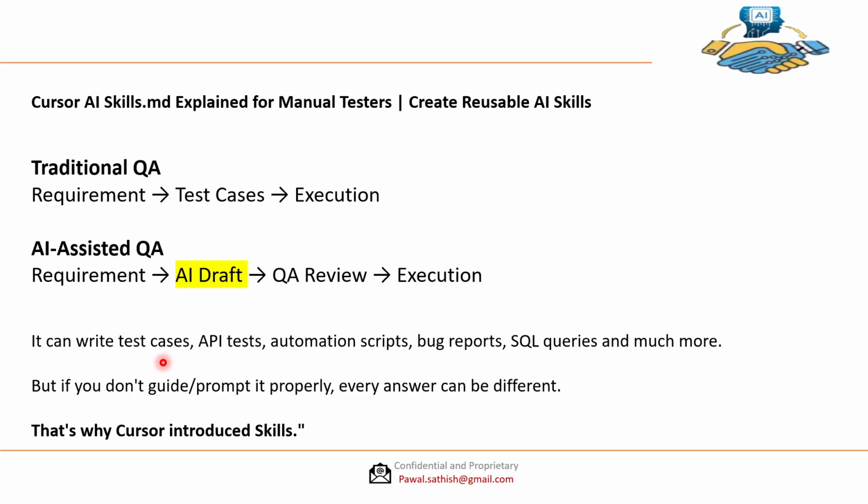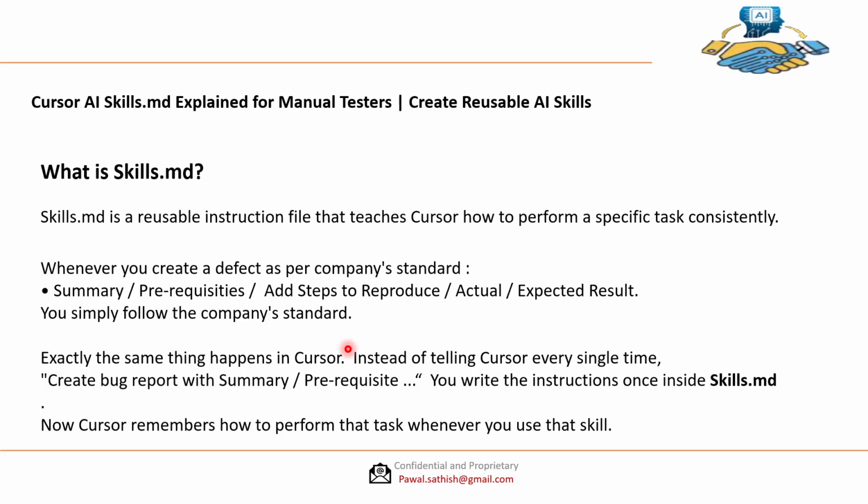Using an AI assistant, it can write test cases, API tests, automation scripts, bug reports, and much more. But if you don't guide or prompt it properly, every answer can be different. That's why Cursor introduced skills. Now you got it, why this Skills.md section came: because if you don't prompt correctly, or you give the same prompt again and again, you get different answers.